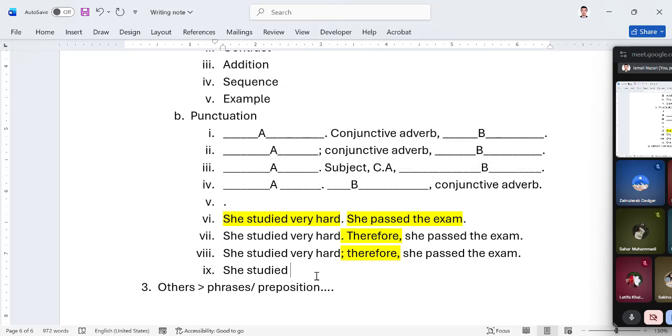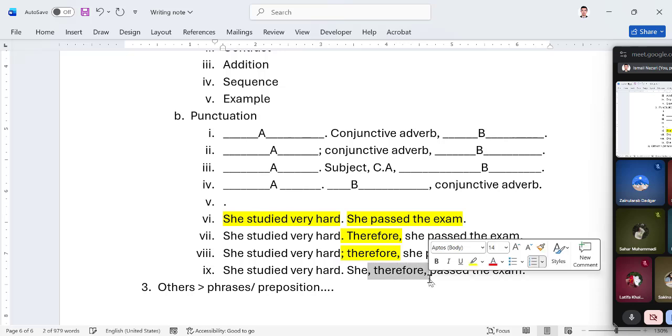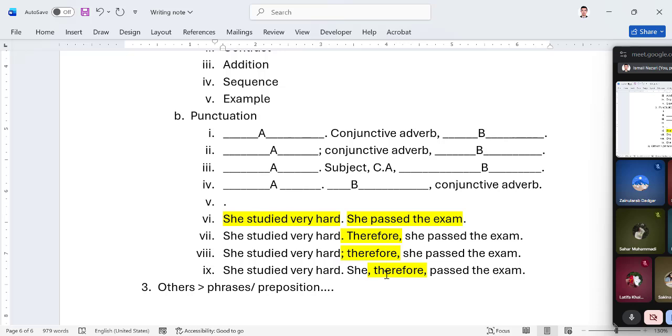So she studied very hard. And then we put a dot, then the subject was she, right? Then put a comma, then we say therefore, again a comma, passed the exam. She, therefore, passed the exam. This punctuation rule is also very common in academic writing. We put the conjunctive adverb between two commas.